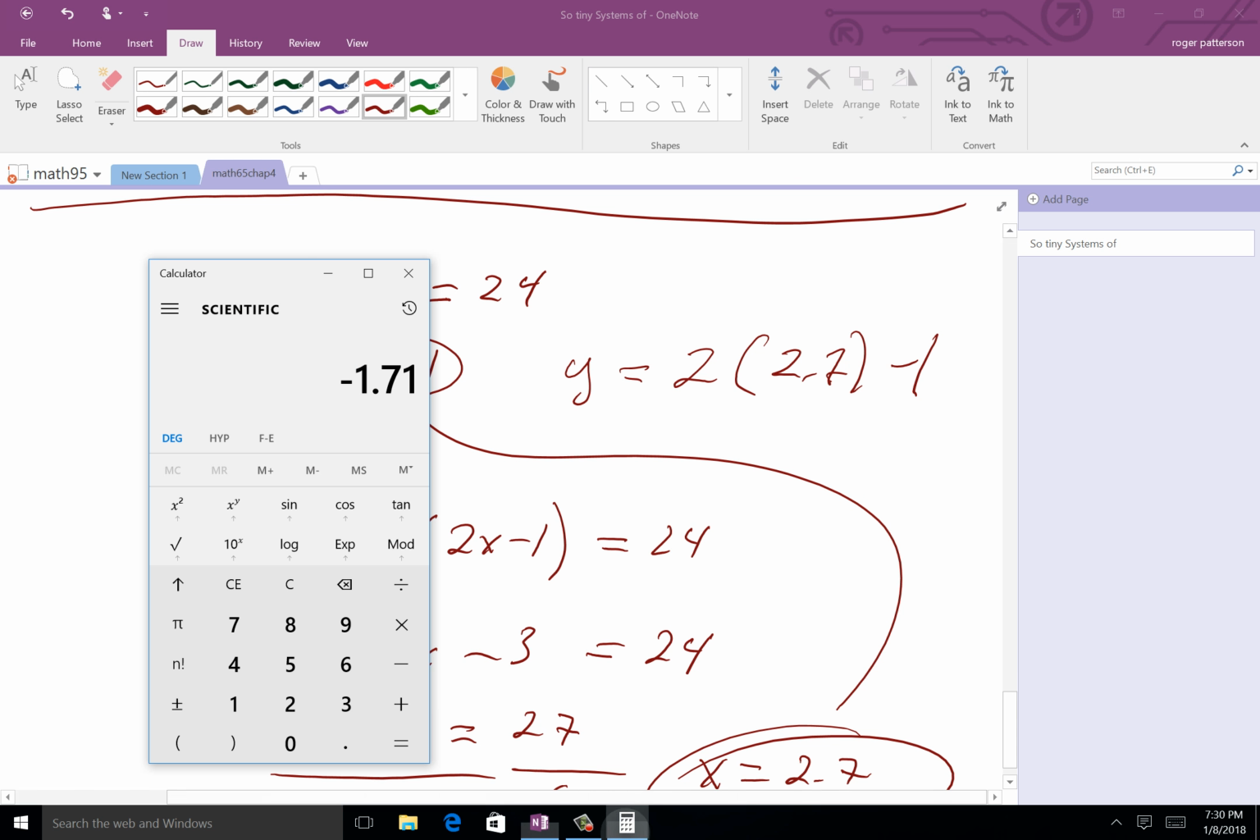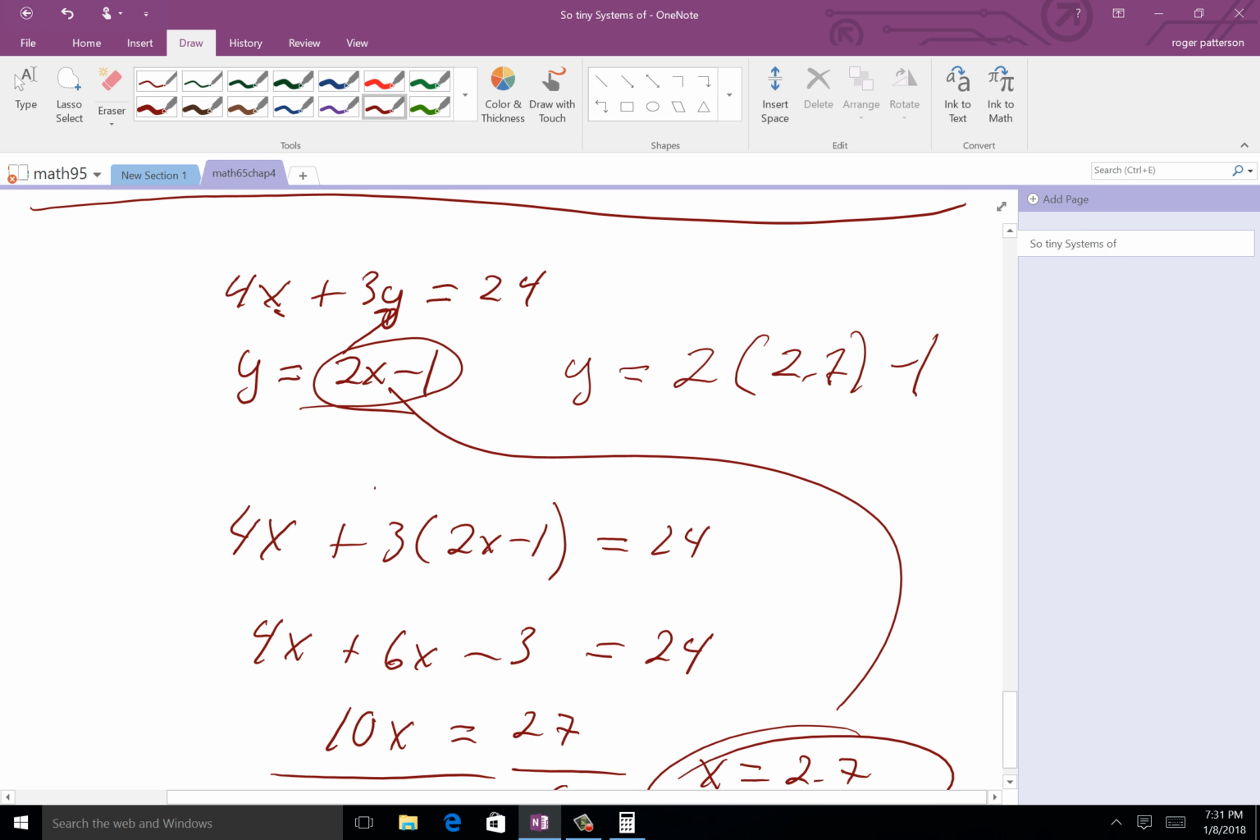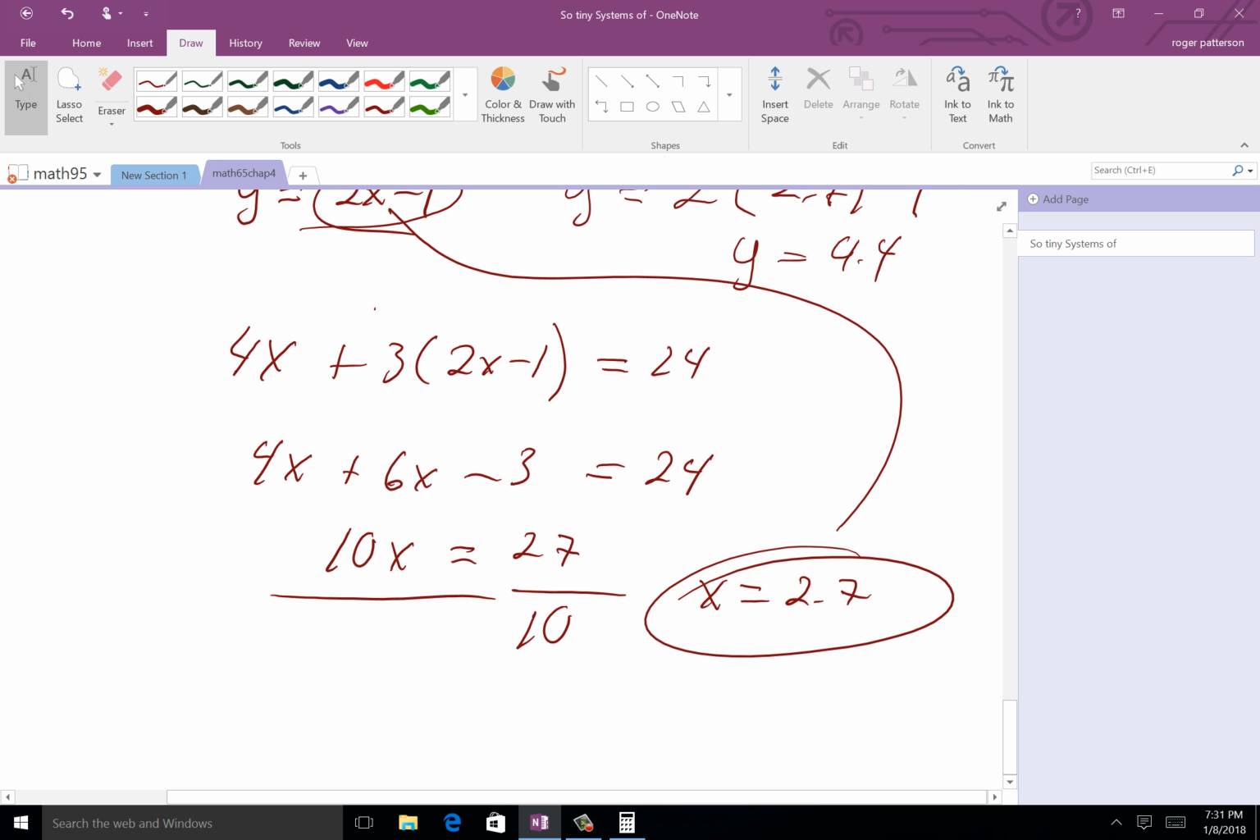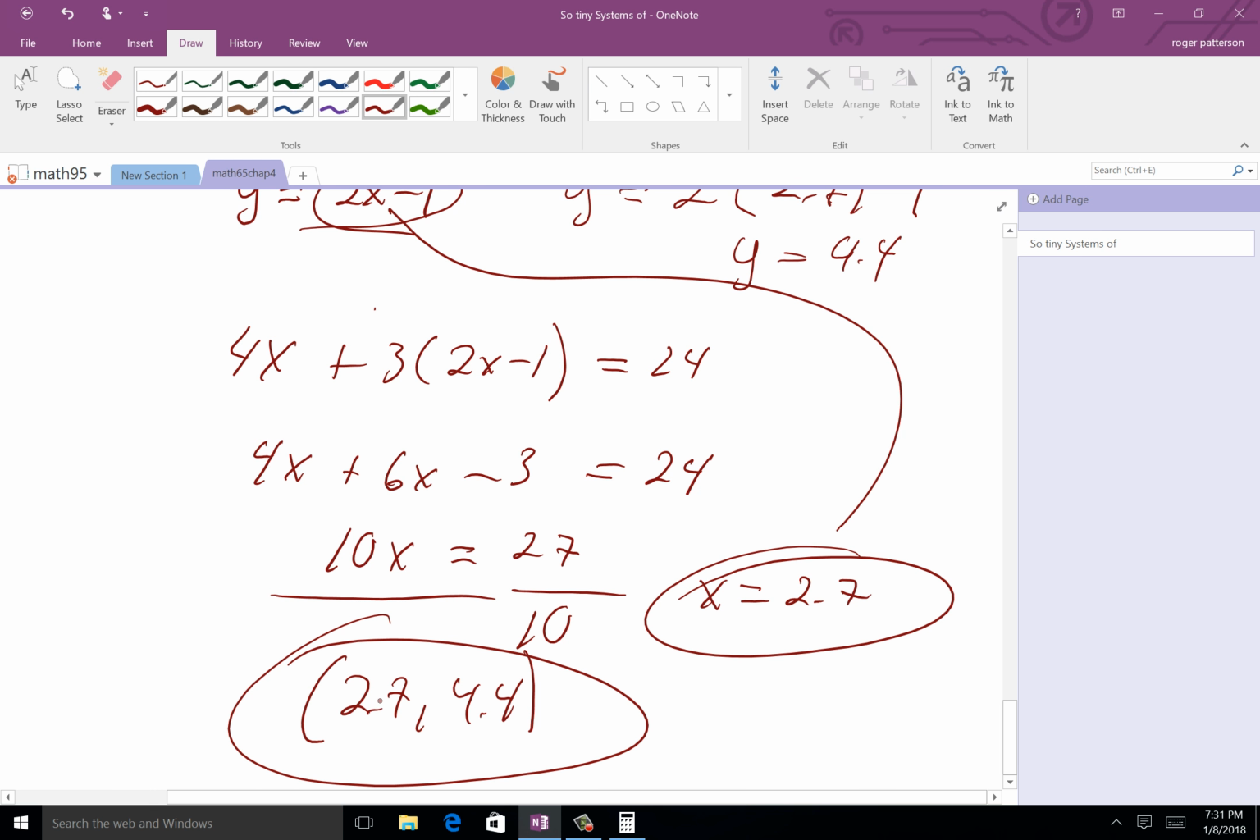Get my calculator out here. 2 times 2.7 minus 1, 4.4 it says. Okay, so if I wanted to write it as a point, 2.7, 4.4. Okay, so let's say that was a problem that we would have to do. So then, as a test question or a quiz question, I would say, all right, hey, you did it by substitution. Now go check your answer and see if it's right.